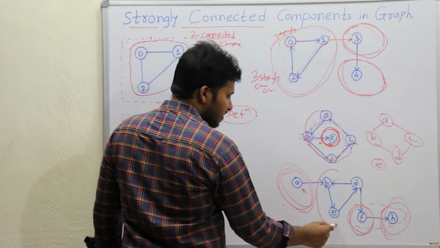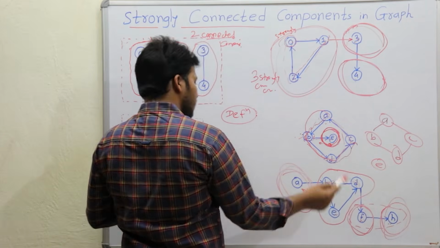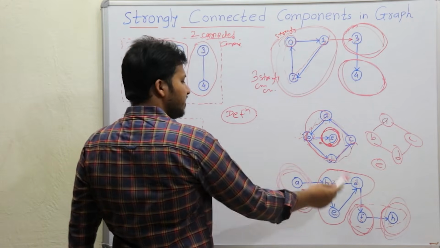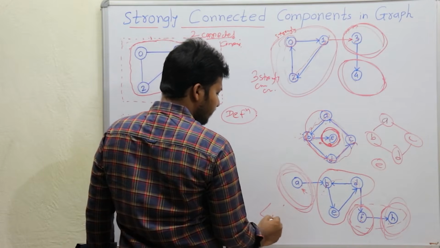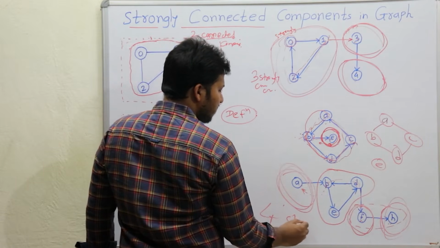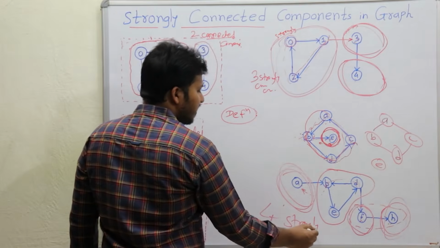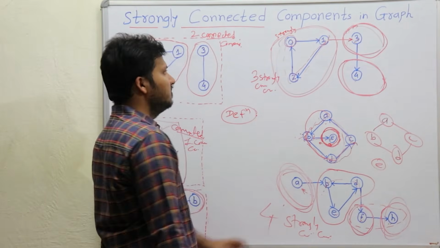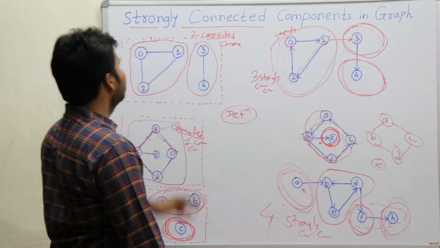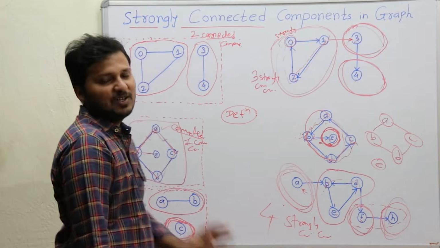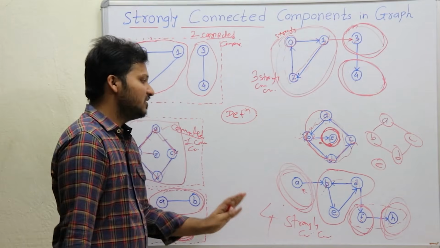And the remaining three vertices, they become a separate component. Means there are four strongly connected components in this graph. So this is the meaning of connected components and strongly connected components in the graph.